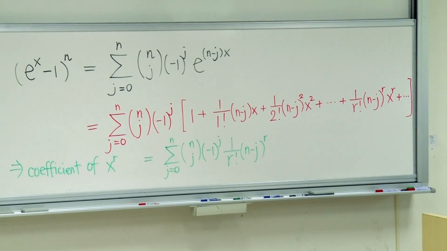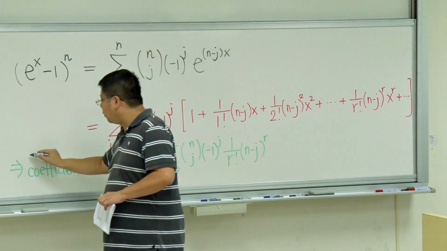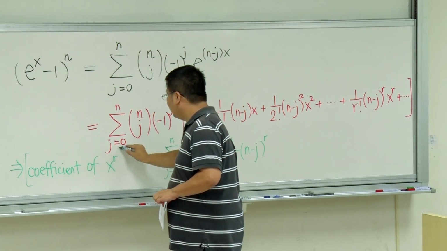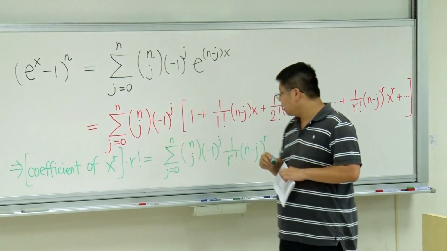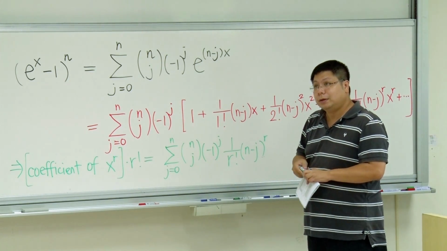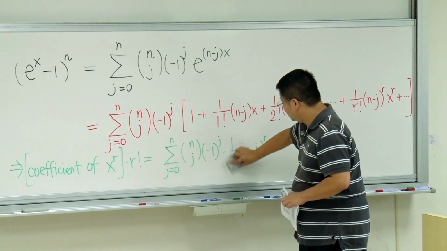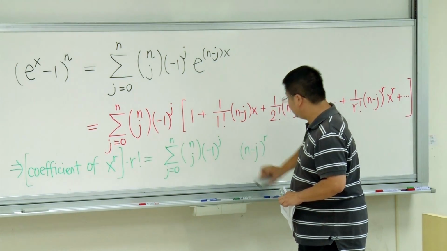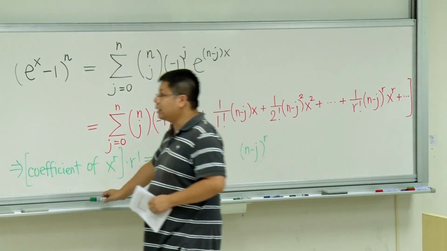If you're okay with everything so far, could you please raise your hand? Okay, and so if I want to get the coefficient of x to the power r multiplied by r factorial, then I just multiply everything on the right hand side with r factorial. So this 1 over r factorial will be gone. So this is it. Is that okay? So we get the answer.